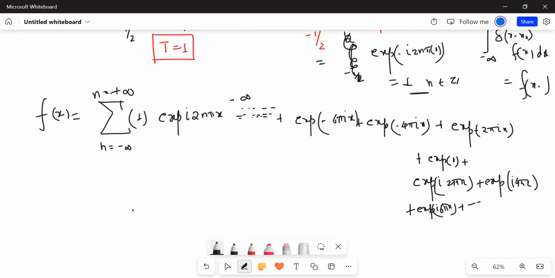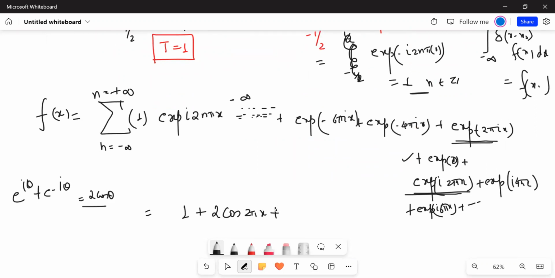Otherwise, what I can do is I can write this particular thing as 1, because exponential 0 is 1, then plus exponential minus 2 pi iota x, exponential iota 2 pi x. This will give you 2 times cos of 2 pi x. This is something that you know, that e to the power iota theta plus e to the power minus iota theta is simply 2 times cos theta. So using this, I'm getting 2 cos 4 pi x plus 2 cos 6 pi x, and then you have to run till infinity.